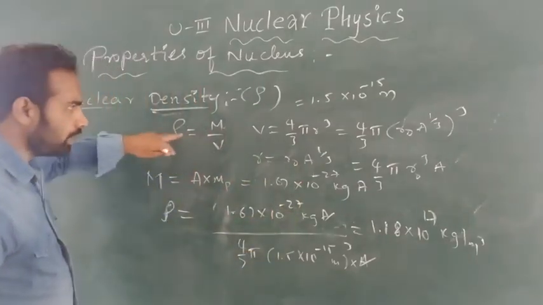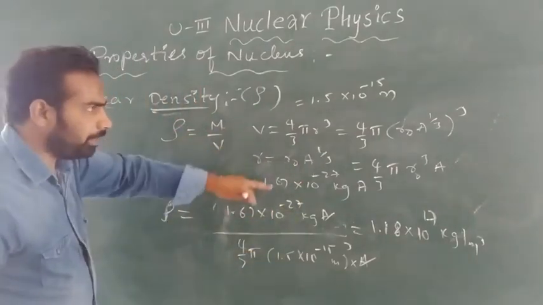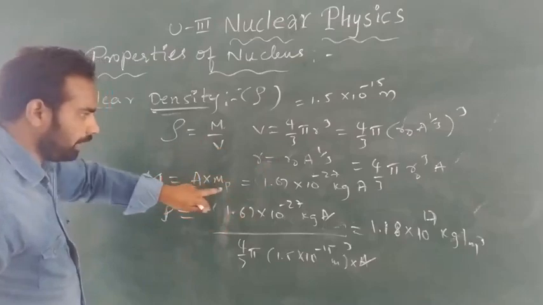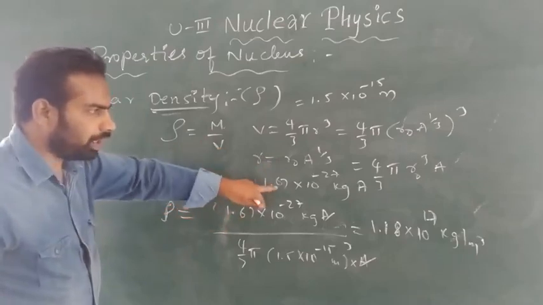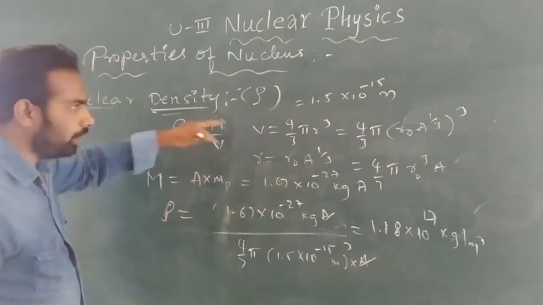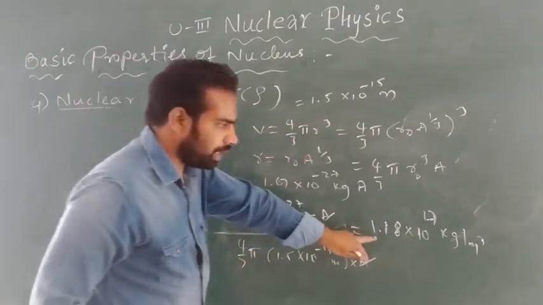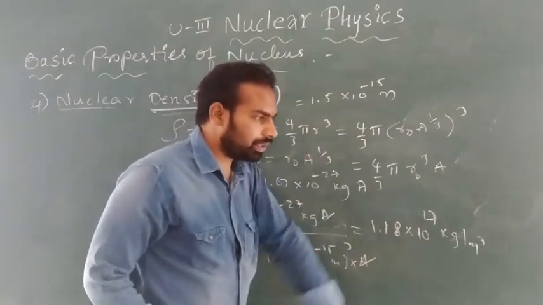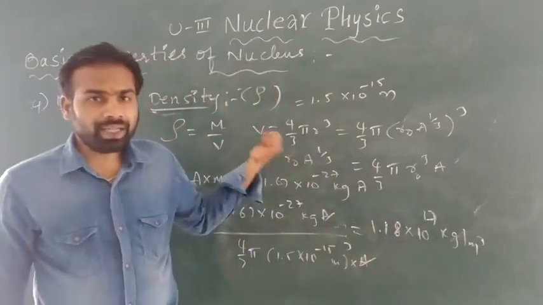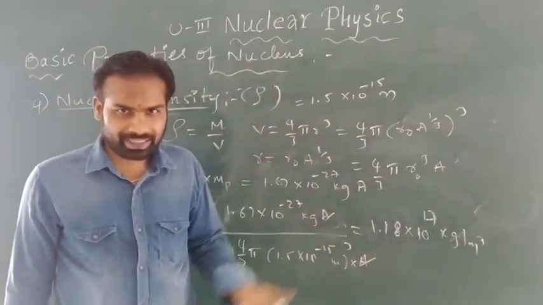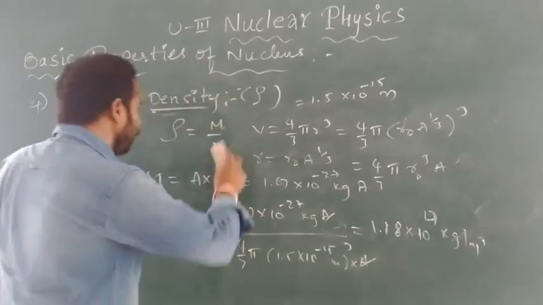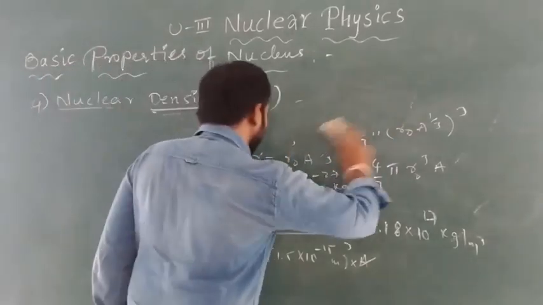Simple: rho is equal to M by V. M is the mass number into the mass of the proton or neutron, and nuclear volume is nothing but 4 by 3 pi r cubed. Just substitute those values and you get 1.18 into 10 power 17 kg per meter cube. This is the value of nuclear density. Okay, next we have, very important.